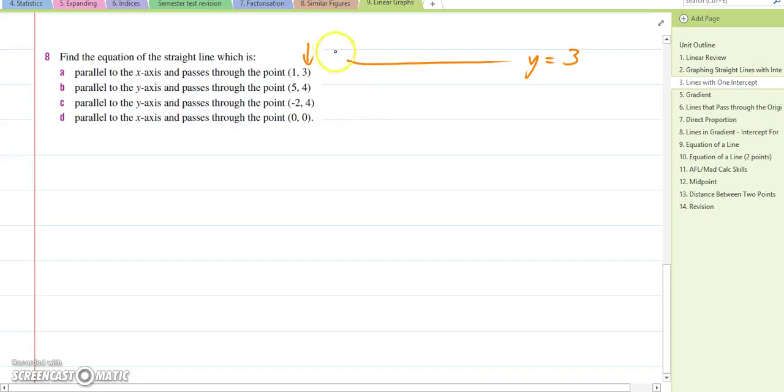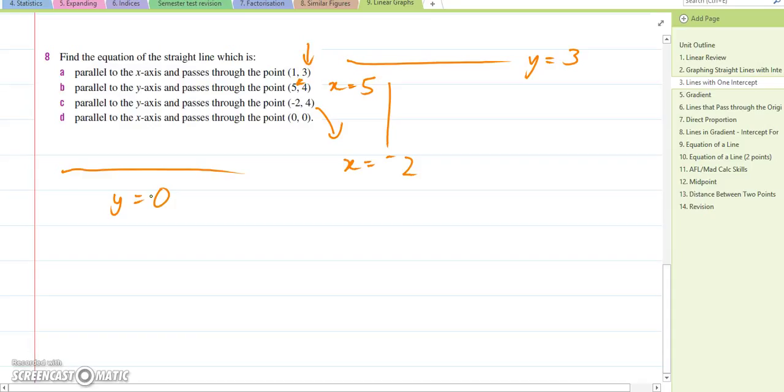Parallel to the y-axis is a vertical line. And that's going to be going through at the x value, which is 5. So x equals 5. C here is a parallel to the y-axis. Again, we're going to have x equals -2 using our x value, and parallel to the x-axis and passes through the point 0, 0, horizontal line, and it's going to be y equals 0 as it's going through 0, 0.